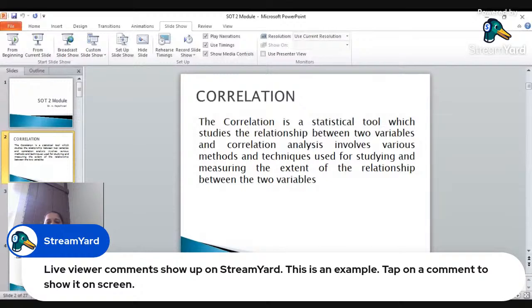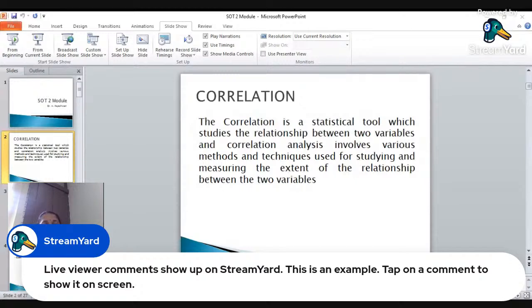Okay. Now first let us discuss about the correlation. Correlation is the statistical tool which studies the relationship between two variables, and correlation analysis involves various methods and techniques used for studying and measuring the extent of relationship between the two variables. That means in the earlier problems, what we did, mean, median and mode, etc., there we had only one variable, right? Only x, using which we find out the x bar, that is mean, mode, median, etc.